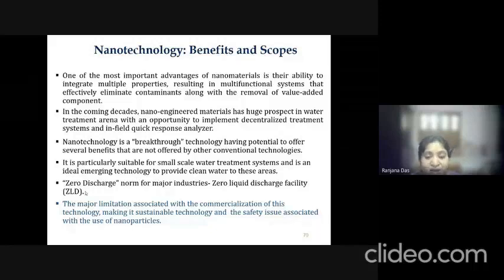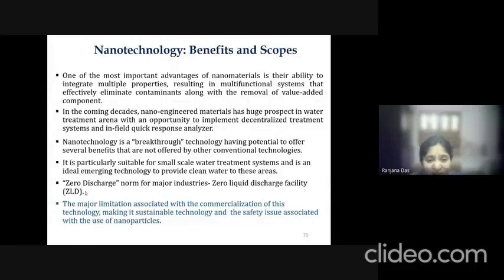Whenever you are using the nanomaterial, you are recovering pure water from the effluent treatment, and industries can reuse that water for further application. So zero discharge norms can be accomplished with the help of this nanotechnology.